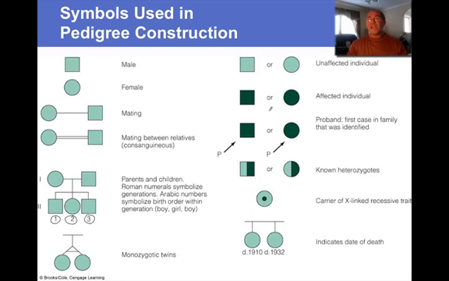If you have the trait that you're interested in, so if we're looking for a particular trait and that individual has the trait, then you fill in the symbol so that it's darker. If we know they're a heterozygote, then we fill it in halfway. And if they're a carrier, when we come to X-linked traits, which we haven't done yet, but we will, if they're an X-linked trait carrier, we put a little dot in here. And that, of course, can only be females, because males only have one X chromosome. So you only have carriers of X-linked traits in females.